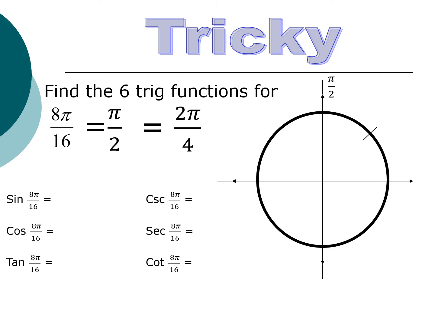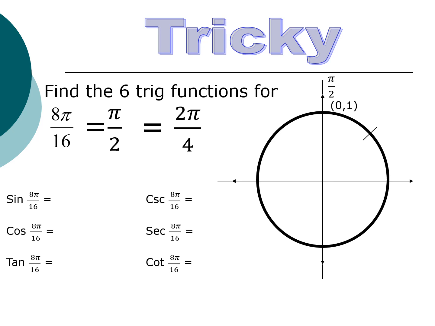Okay. Now let's go ahead and solve the questions. Notice we cannot draw a triangle from this point. So when you cannot, remember there was another way by using the points. 0, 1. 0 being the x, and then 1 being the y value.